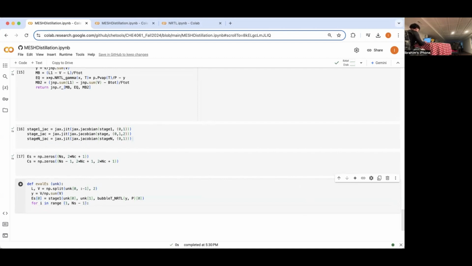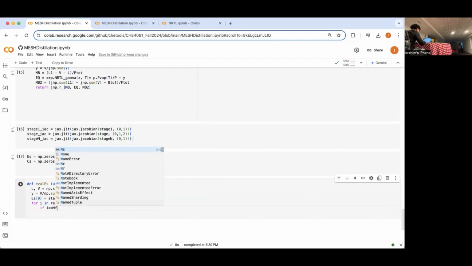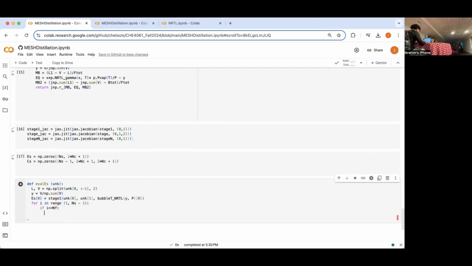Good, except we need a colon right here, and then go ahead and shift here. Then we're going to go ahead and create our loop. So we're going to say if i is equal to NF, our ES as a function of i is going to be equal to our stage as a function of unc for i-1. And then for unc as a function of just i.